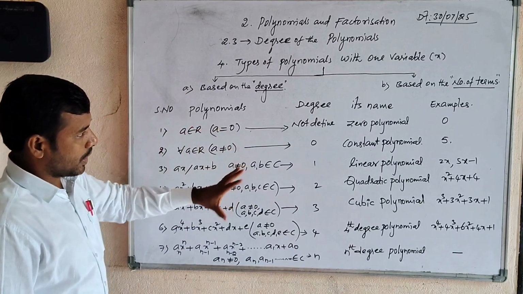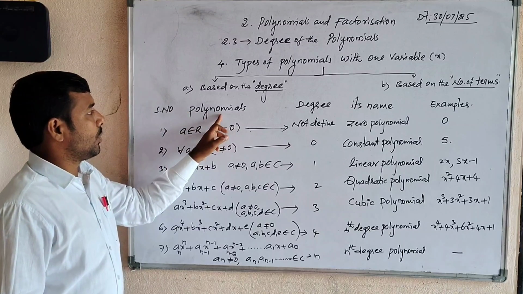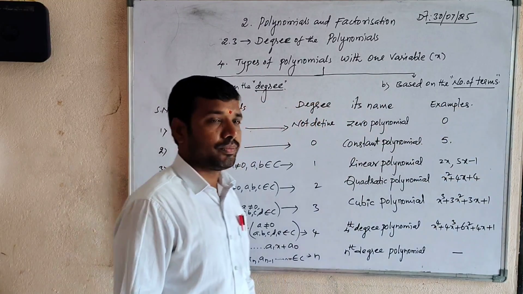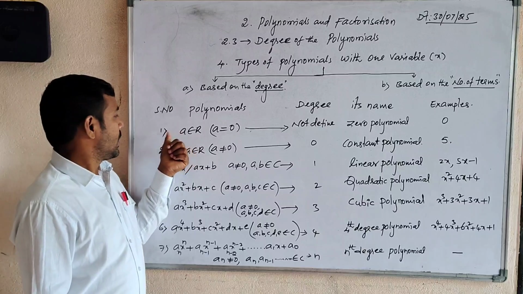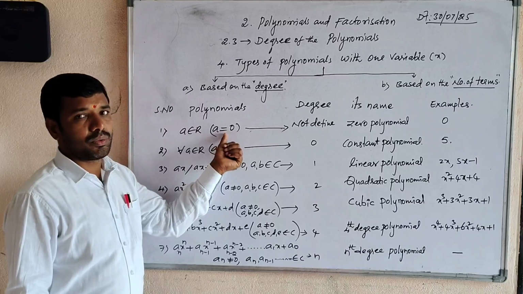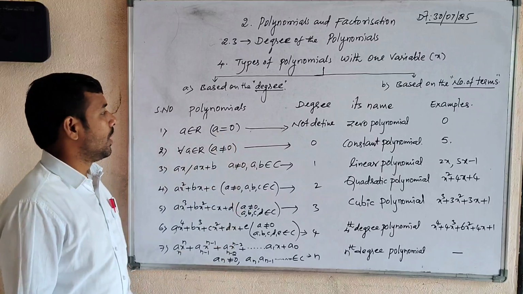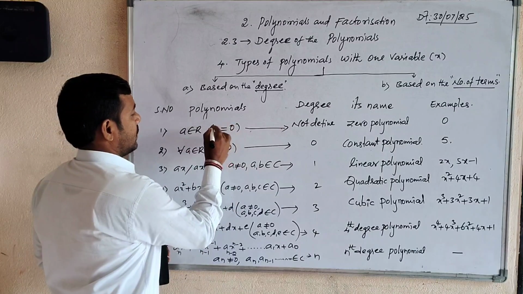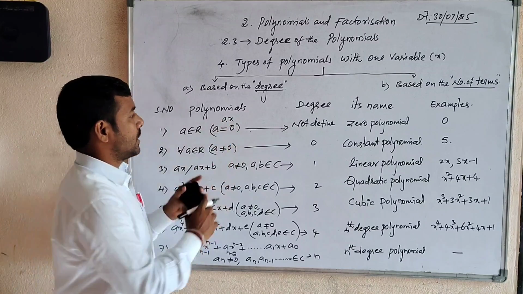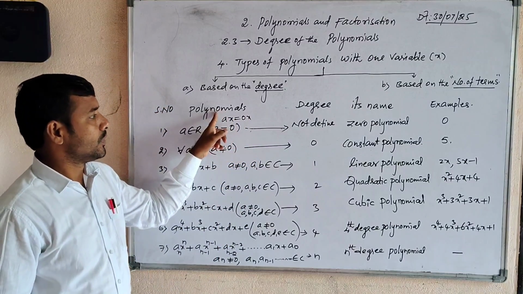So students, observe this table format clearly. One side serial number, next polynomials, degree, its name and examples. What is the first one? Yes, the first one is a. It is one of the real numbers which is treated as 0. A is one of the real numbers, it should be 0. Here a can be written as ax. Why? Because if a is equal to 0, 0 into x, that means 0x. So 0x is one of the polynomials only. So its degree.